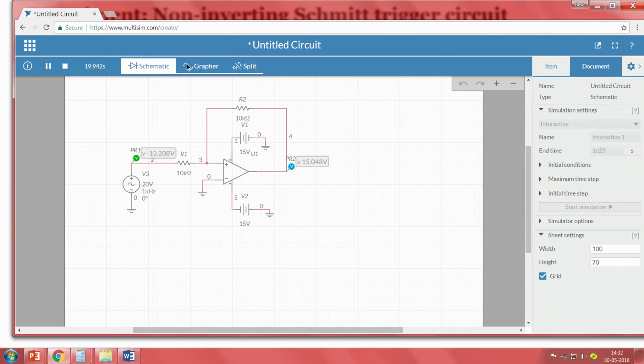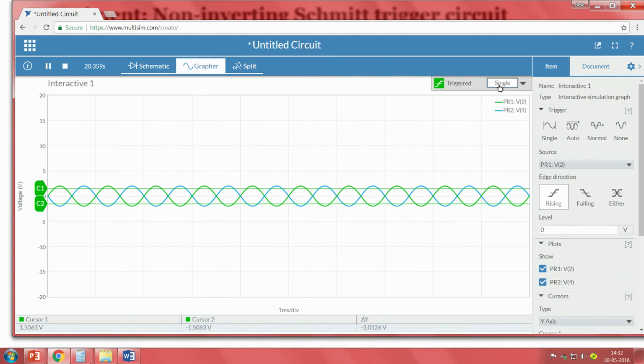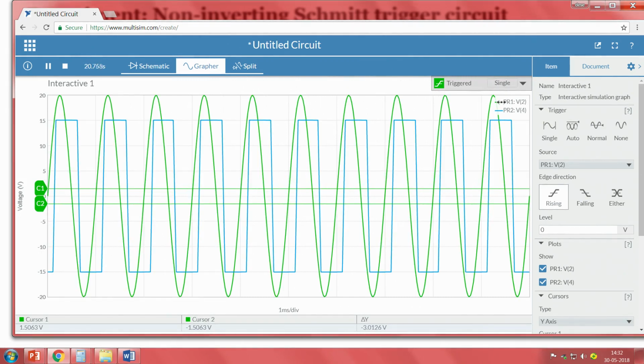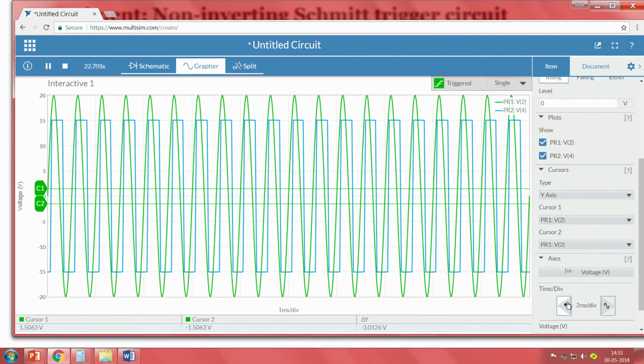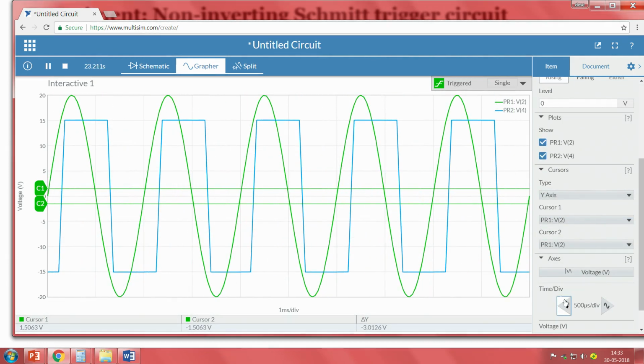So, when I look into the grapher, okay, I have to make it auto, yes, auto. It is updated, then I am making it single. Now, what I will do is decrease the time duration, so it is easier for us to understand. Now, what are my C1 and C2? C1 is the higher threshold and C2 is the lower threshold. C1 is plus 15, C2 is minus 15. So, I will set C1 as plus 15.